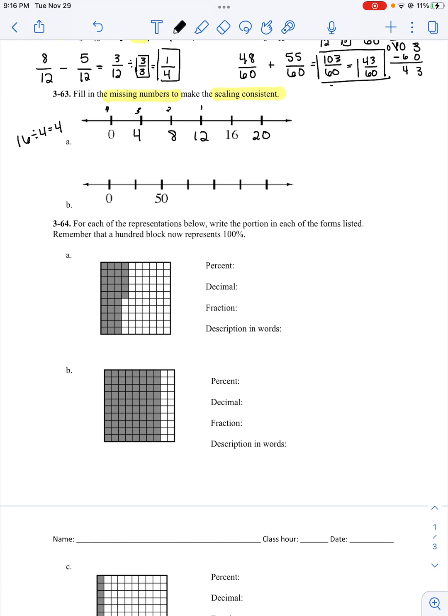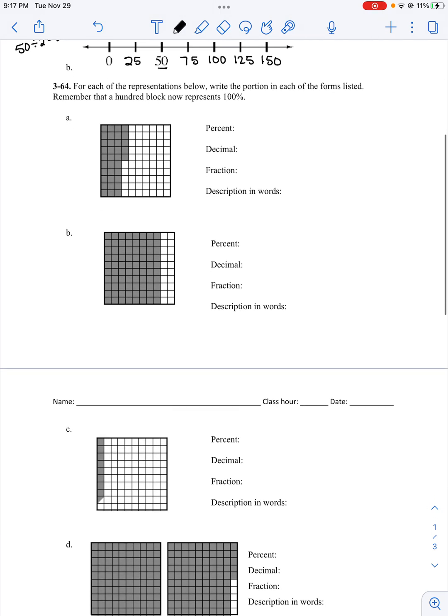Okay. For part B, I have 50 divided by 1, 2. 50 divided by 2 is 25. So that's how I know that it's counting by 25. So 0, 25, 50, 75, 100, 125, 150. In order to make sure, again, that the scaling is consistent, I have to be counting by the same number each time.